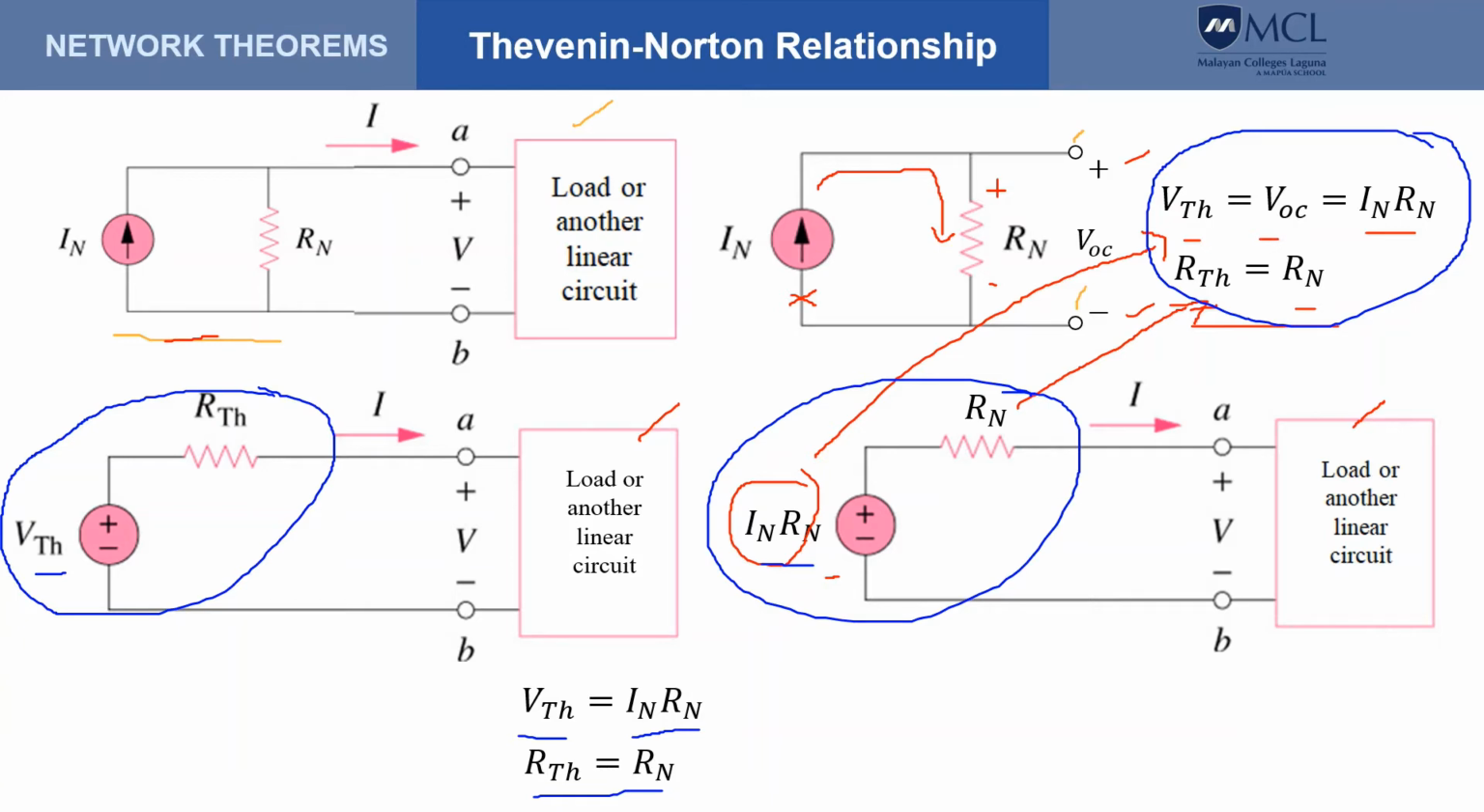And therefore, solving for R sub n, I can get it from this equation, and that will give me the ratio VTH divided by I sub n, which is also equal to RTH. So therefore, there is a third way of getting R sub n or RTH, and that is by getting the Thevenin's voltage, VTH, and the Norton's current, I sub n.